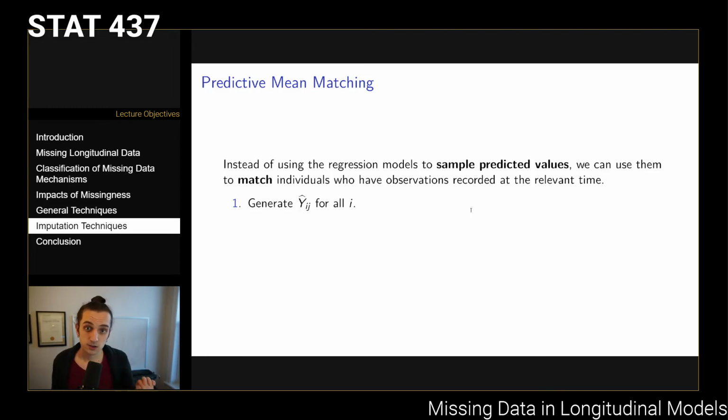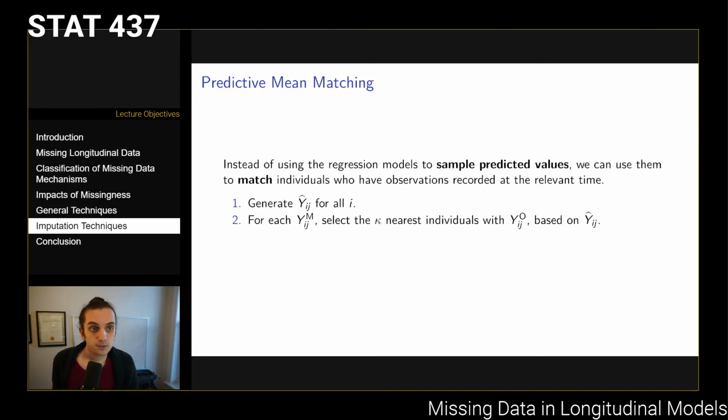Instead of using those predictions directly, there's this other procedure called predictive mean matching, right? And the idea is quite similar. So you're going to fit the regression equations just as we did before. You're going to sample from the random coefficients, and you're going to use those to generate these predicted yij hats, okay?